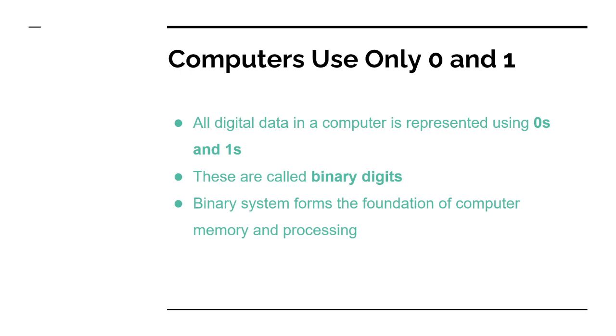For example, let's say you are watching a movie, or let's say you are doing some calculation, but our computer doesn't know anything about it. Only knows 0 and 1, and 0 means there is no voltage and 1 means there is voltage. Okay, the 0 means absence of voltage and 1 means presence of voltage. So these 0 and 1 are called binary digits.